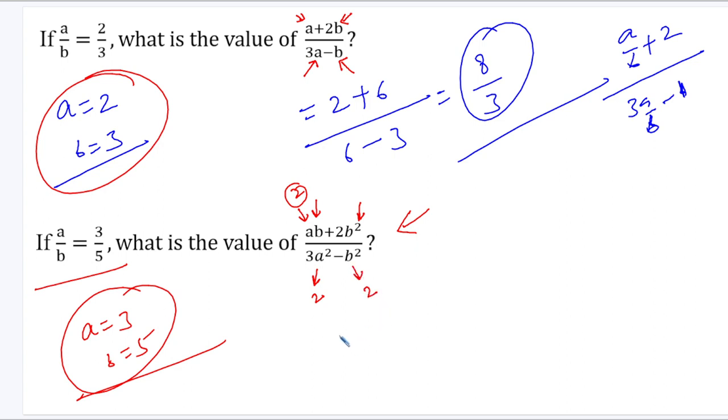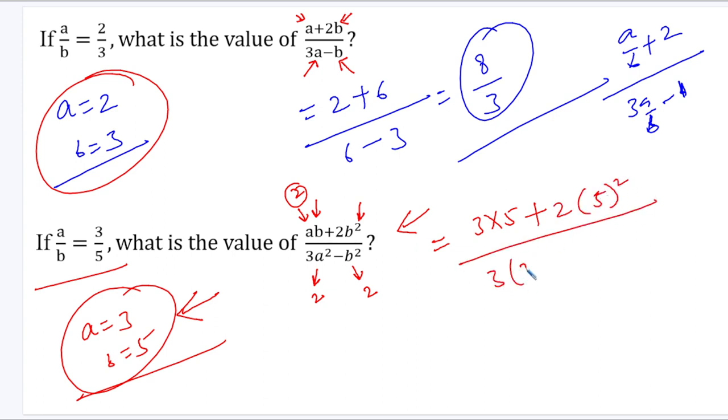Since the degree is the same for each part of the expression, we can substitute a = 3 and b = 5 and get the answer. We can solve it: (3 times 5 plus 2 times 5 square) divided by (3 times 3 square minus 25, 5 square). So 15 plus 25 times 2, all right.